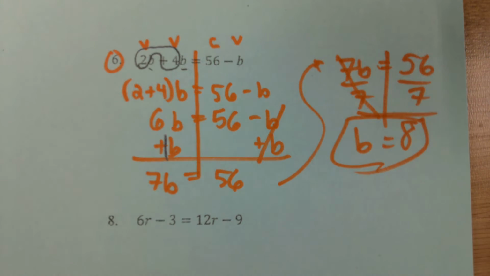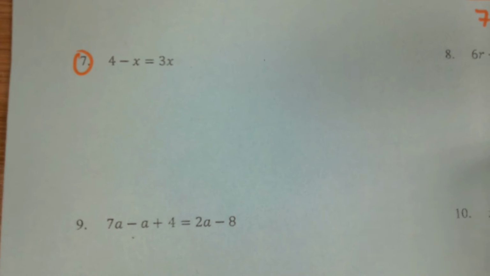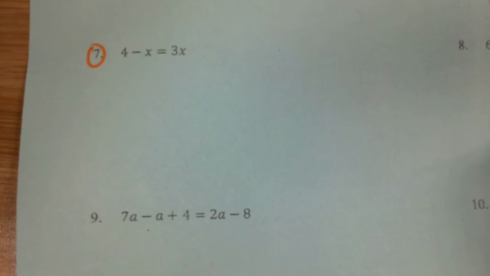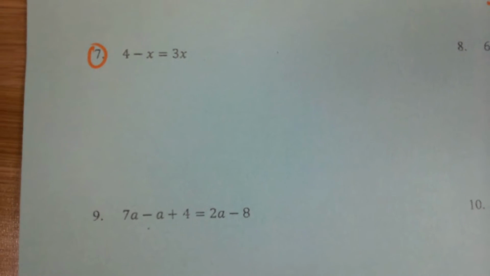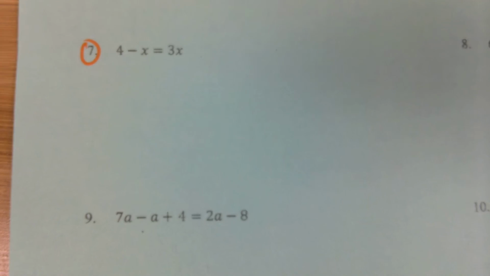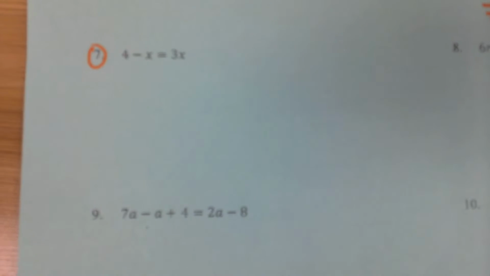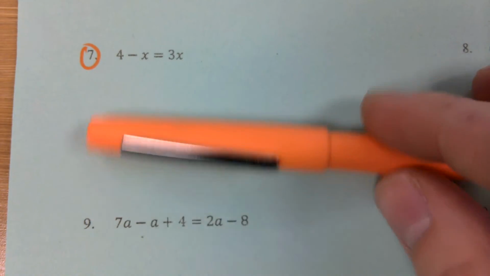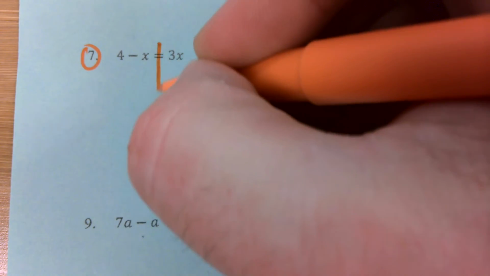Questions on number 6? Okay. Number 7, there's not a whole lot going on, but usually those are the trickiest types of problems, right? When it looks a little bit weird, there's not a lot going on. But this is pretty straightforward. There we go. So we're going to split our equation.